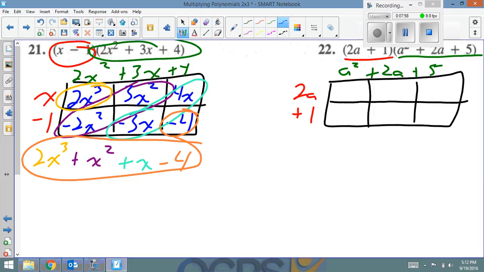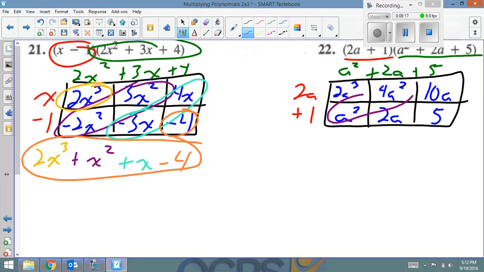Multiply it. 2a times a squared is 2a to the third. 2a times 2a is 4a squared. 2a times 5 is 10a. A squared times 1 is just a squared. 2a times 1 is 2a, and 5 times 1 is 5.